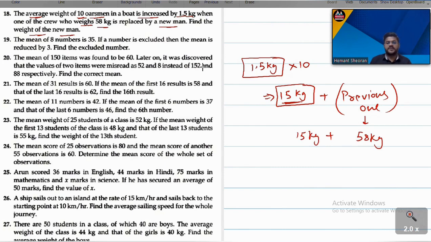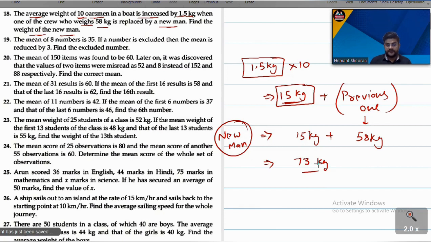So what is the original weight of the new man? The new man will be equal to how much? What will you say? 73. Correct. So you just add these two values and you have your answer. So 73 kg will be the perfect one. Is it clear? Okay, good.